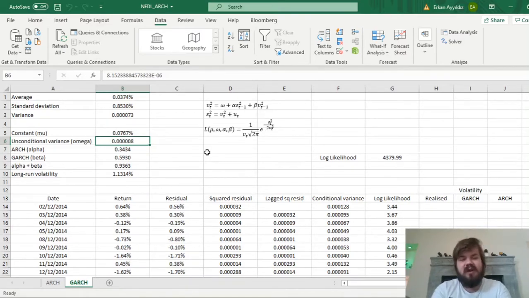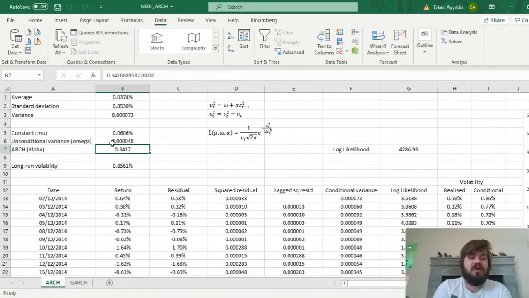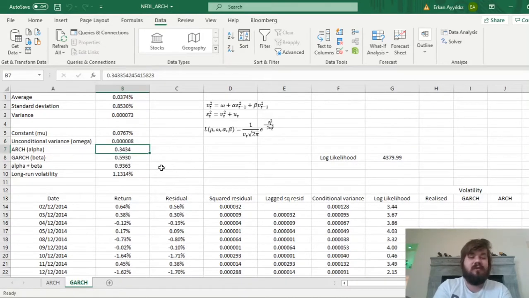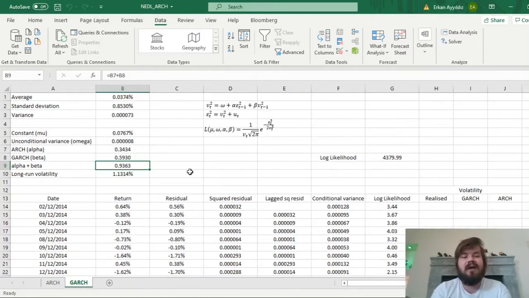We can be reasonably comfortable with the lower bounds we have imposed, and our ARCH and GARCH coefficients are slightly in the middle. Our ARCH coefficient is notably close to the ARCH coefficient we have obtained previously, so 0.34 in both cases, and our GARCH coefficient is slightly lower than 0.6. Added together, we have 0.94, which means that the conditional volatility process is actually rather persistent. The closer it is to 1, the more persistent the variance process is.